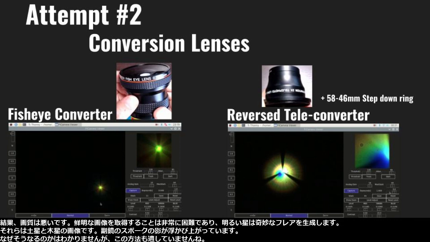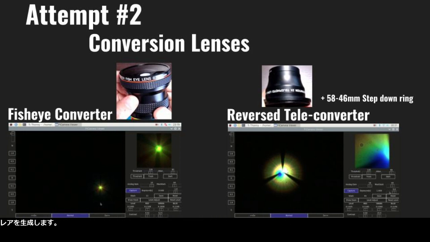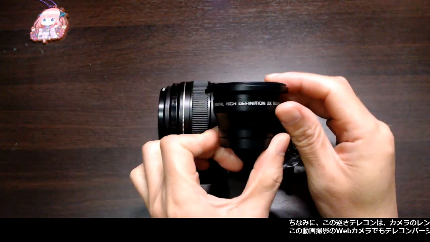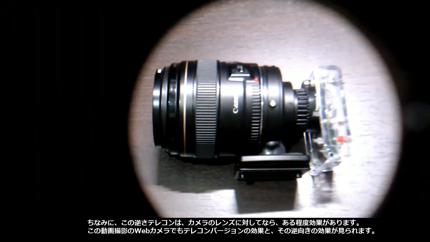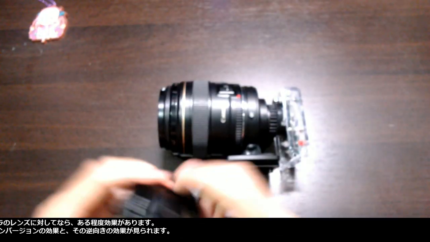They are the images of Saturn and Jupiter. They show the shadows of the spokes of the secondary mirror. I do not know why it happens, but this method is not suitable either. By the way, this reversed teleconverter is sort of working with a camera lens. You see the effect of teleconversion with the webcam of this capture.